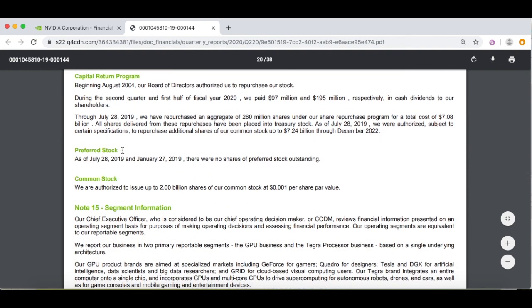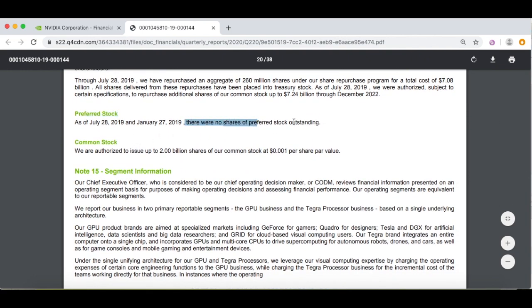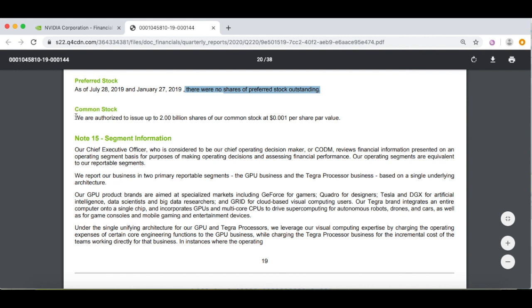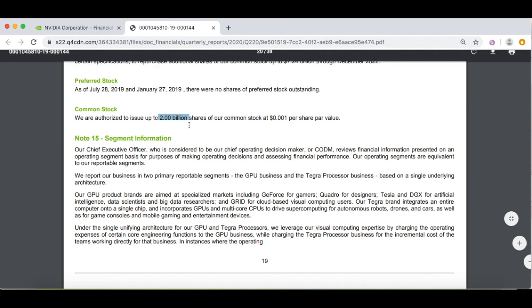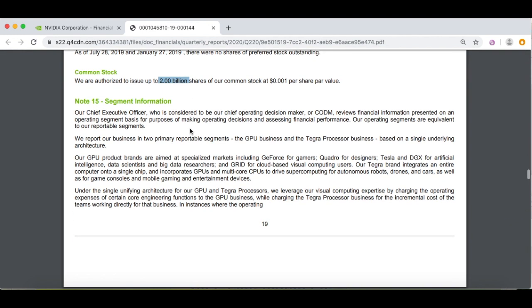More shareholder equity. Actually, there's no preferred stock, so that's kind of interesting. Common stock, they can list up to 2 billion shares. This is interesting. Remember, they've issued about 600 million shares, and they've been authorized to issue 2 billion. As a shareholder, you wouldn't necessarily want them to do that unless they're raising that money for a very specific reason.